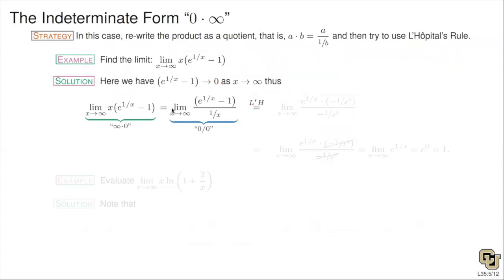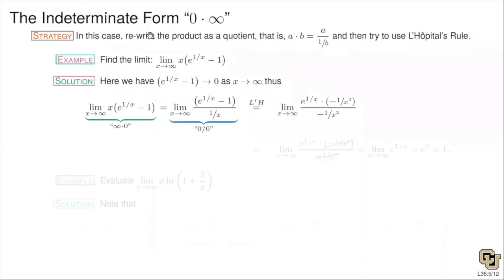But look now what happens when we try to apply the limit. In the numerator, 1 over infinity is 0, e to the 0 is 1, 1 minus 1 is 0, so the numerator goes to 0. In the denominator, I have 1 over infinity, so the denominator goes to 0. So I have 0 over 0, so we can use L'Hopital's rule.